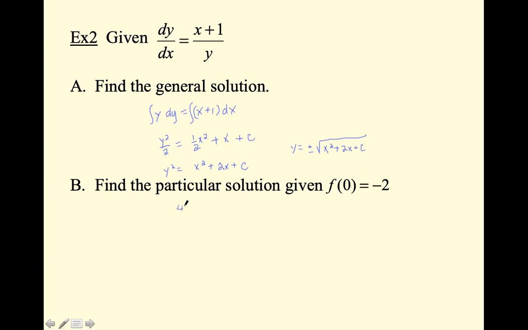That gives me a 4. I'm putting in 0 for x. So 0 squared plus 2 times 0 plus c. So I get that my c is equal to 4. And so our final answer is y equals, and again, our y value is negative, we have negative square root x squared plus 2x plus 4. Again, general solution, particular solution.